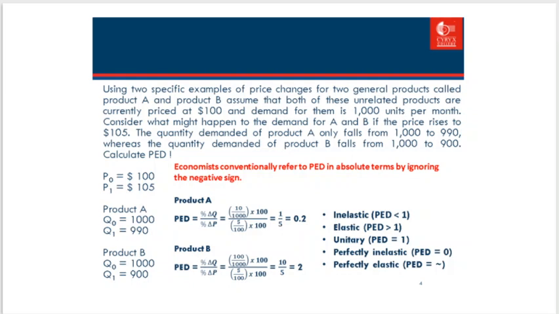So we will get 1 divided by 5, so we will get 0.2. Is 0.2 bigger than 1 or less than 1? 0.2 is less than 1. So we can say product A is inelastic. We have to use this to know the elasticity of product B.